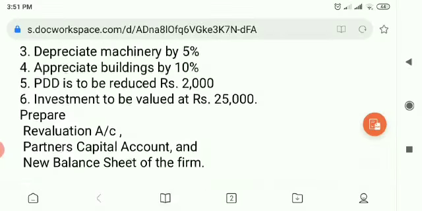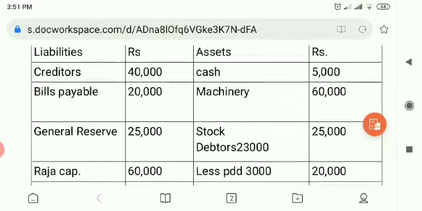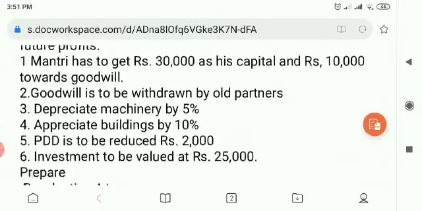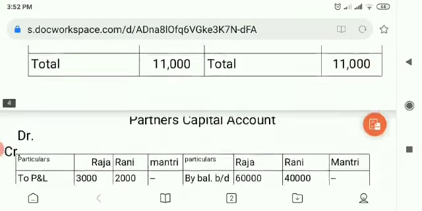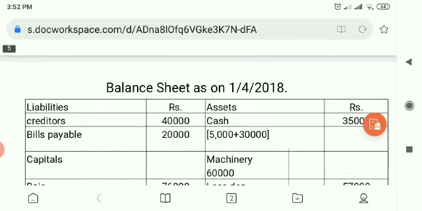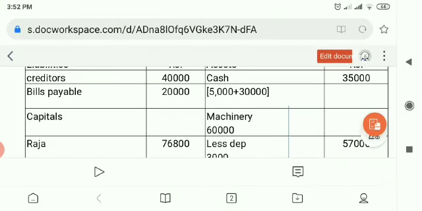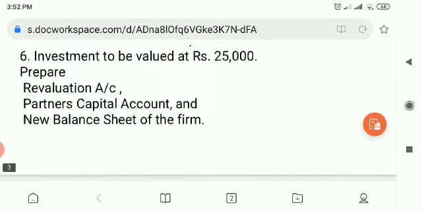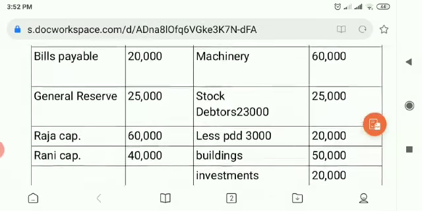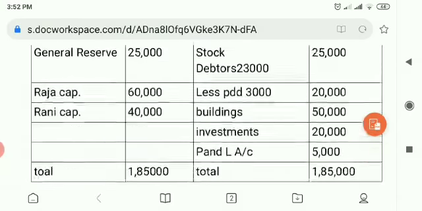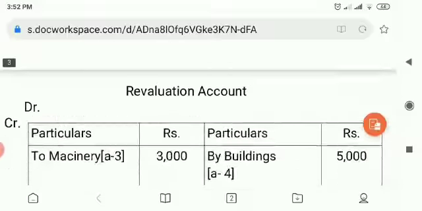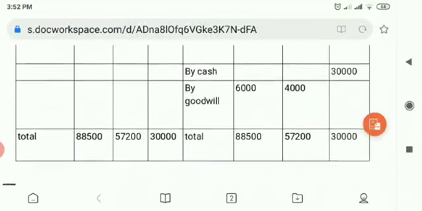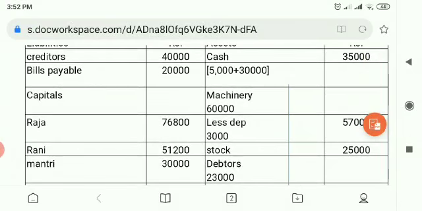Next, come to the asset side. They have given you the cash 5,000. Come to your balance sheet asset side, write cash, write in the inner column the amount 5,000. Leave a line. Next, they have given you in the problem the machinery 60,000, and you know that there is an adjustment of the machinery. So come to your balance sheet, write machinery inner column 60,000.